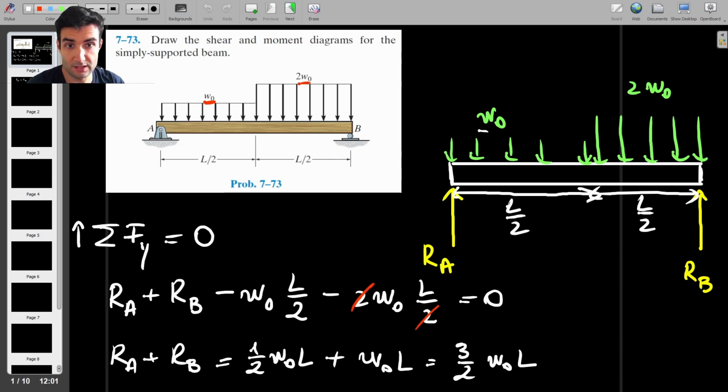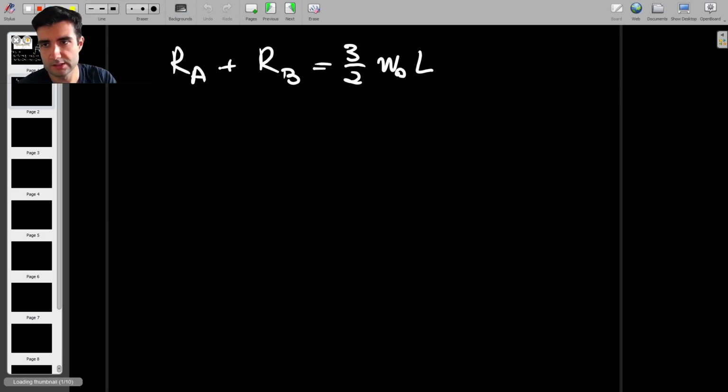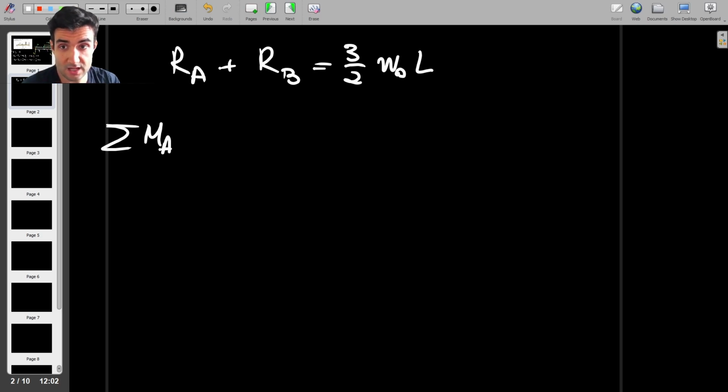So we need one more thing, and as usual, we use the fact that there is rotational equilibrium as well. So I'm going to take moments about point A. You can take moments about B if you want, or about the middle, or about any other point. But I'll take moments about A, and I'll say that the sum of moments about A is equal to 0, because that's what balance means, and then counterclockwise moments are positive.